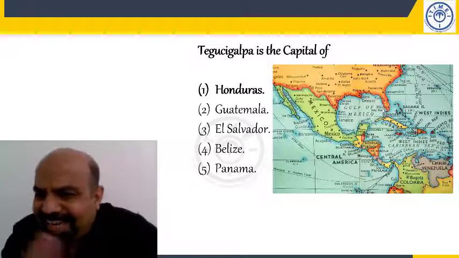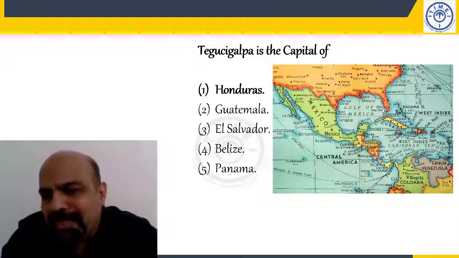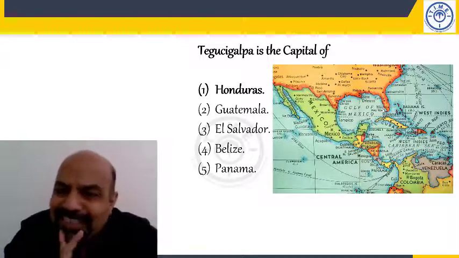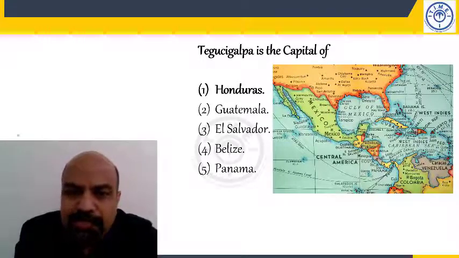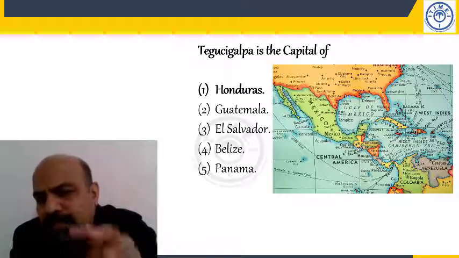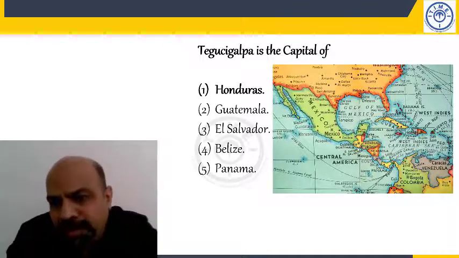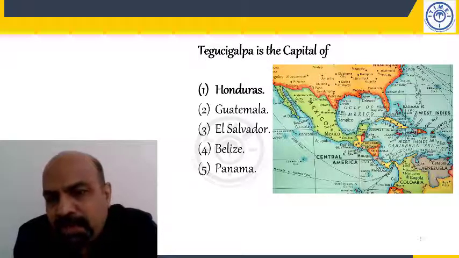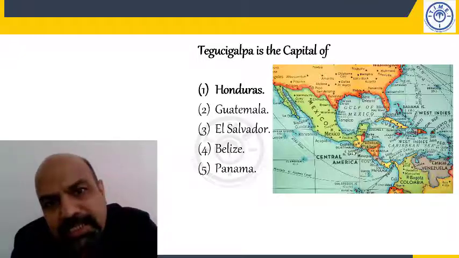It's all things that whether true or not is all fun, isn't it? So, the capital of what is this? Guatemala. You will find it very easy to remember. The capital of Guatemala is Guatemala City.